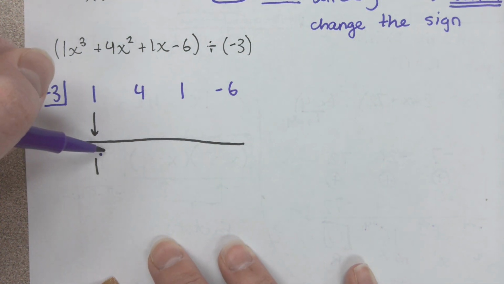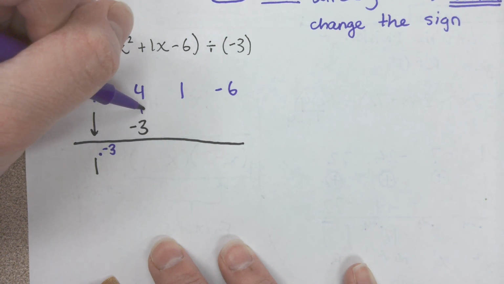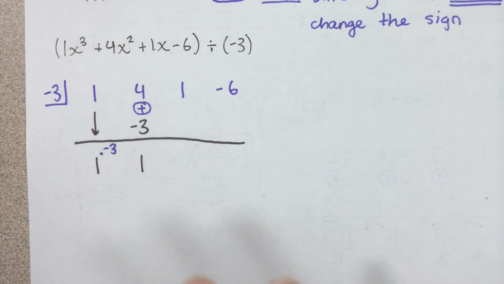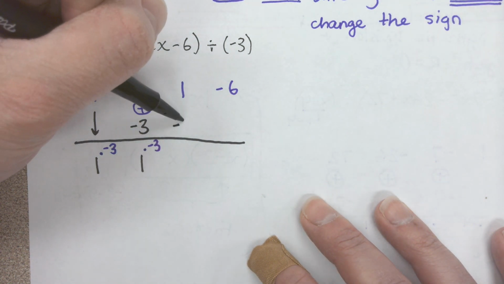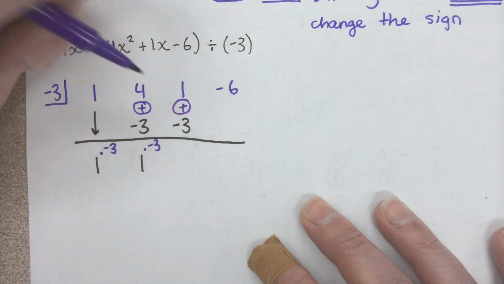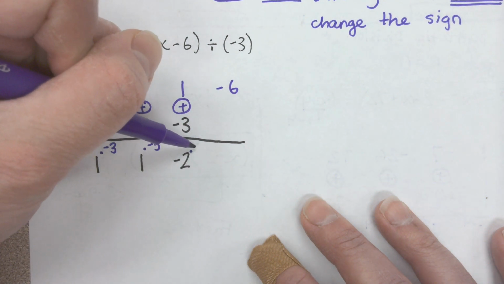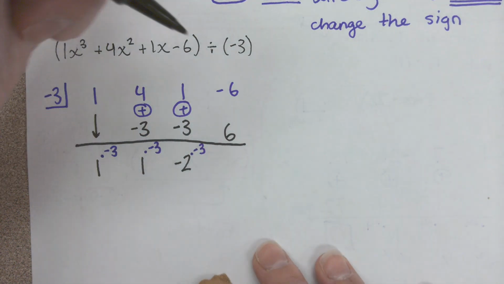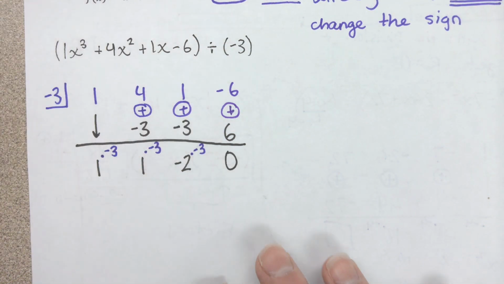1 times our divisor, -3, is -3. And then we add down. 4 plus -3 is +1. Repeat. 1 times -3 is -3. Add down. 1 plus -3 is -2. And one more time. -2 times -3 is +6. Be careful with those signs. And then we add down. -6 plus 6 is 0, which is what we want.